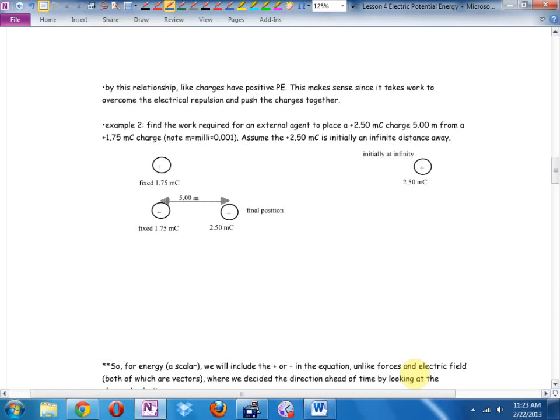To place a positive 2.5, ooh, careful, not micro, milli, which is 10 to the negative 3, Coulomb charge, 5 meters away from a positive 1.75 milli-Coulomb charge. Assume the 2.5 milli-Coulomb charge is initially an infinite distance away.